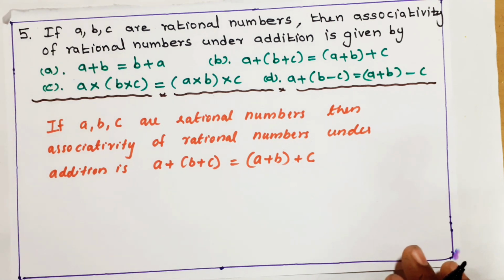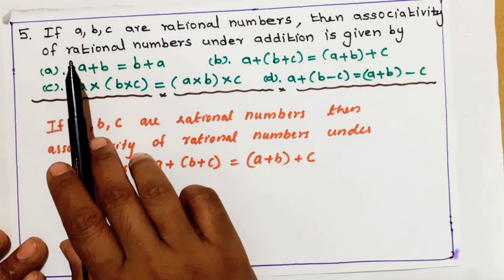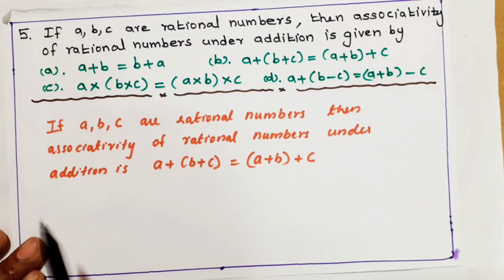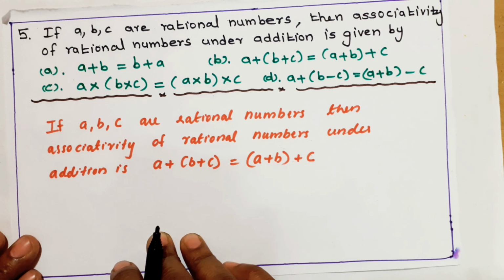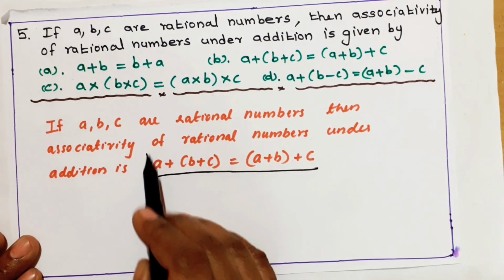Next question. If A, B, C are rational numbers, then associativity of rational numbers under addition is given by. What is called associative property? Associative property is also very simple. This is called associative property.